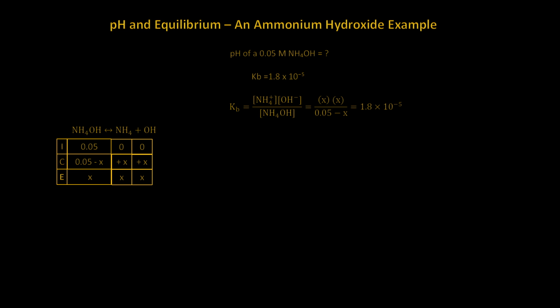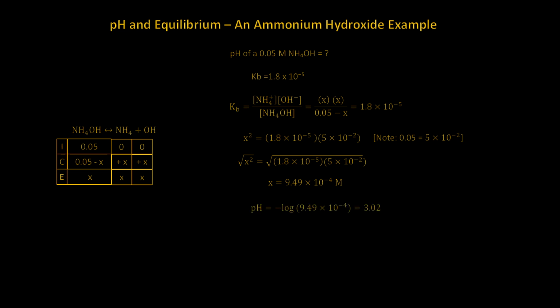Using some basic algebra, the unknown x is thus x squared. Now x squared is then equal to 1.8 times 10 to the minus fifth multiplied by 5.0 times 10 to the minus second, which is 0.05 mathematically, but in scientific notation form. Square rooting both sides of the equation as shown results in x, which equals 9.49 times 10 to the minus 4 molar. The pH value is equal to the minus log of 9.49 times 10 to the minus 4, or 3.02.